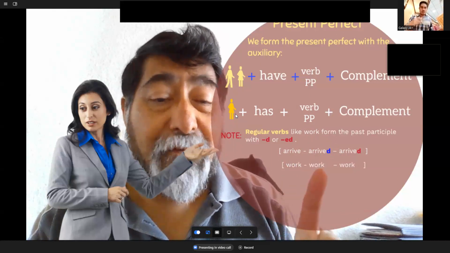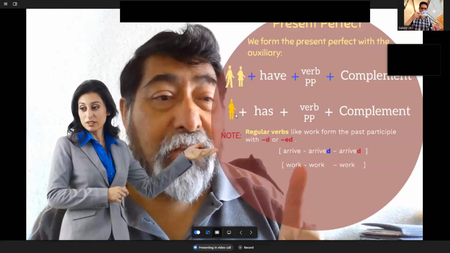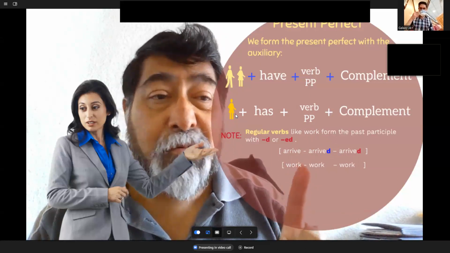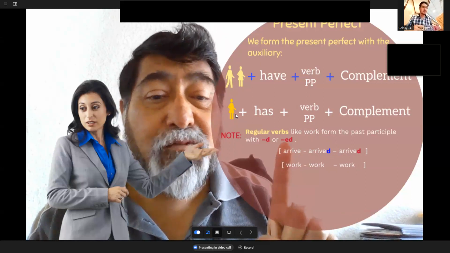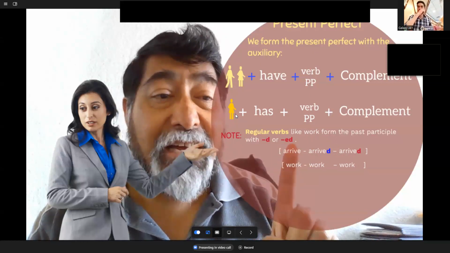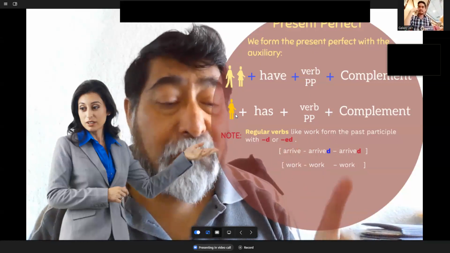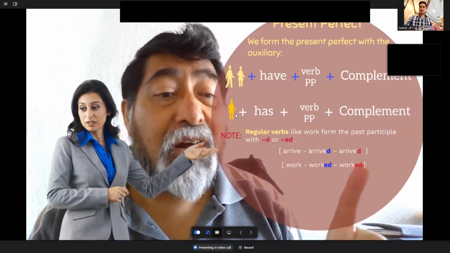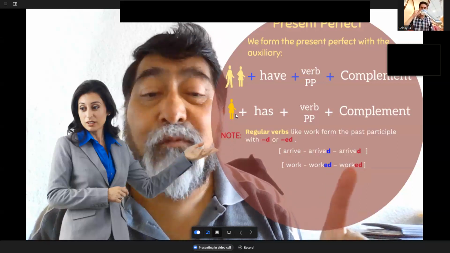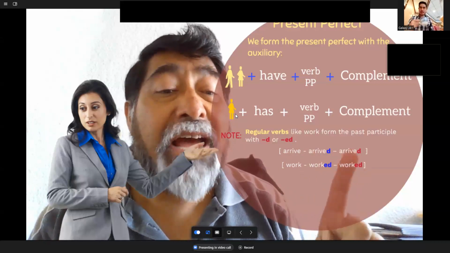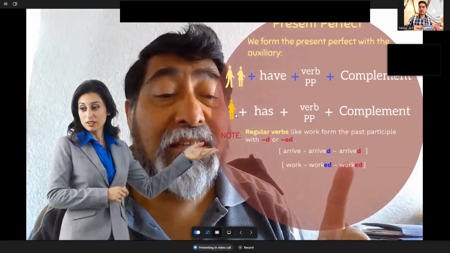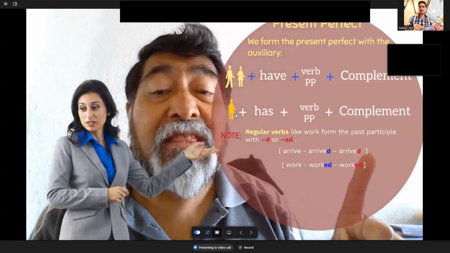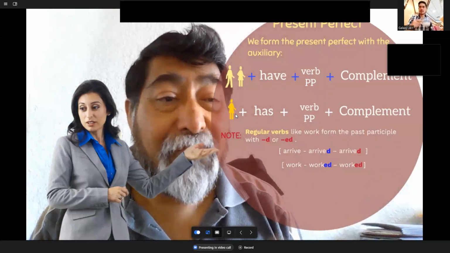Verbs like work finish in a consonant letter. So most of the verbs that finish in a consonant have to be added ed to make the past and the past participle. So worked and worked. The difference is just the pronunciation. Arrived, worked. The pronunciation is with t, worked.